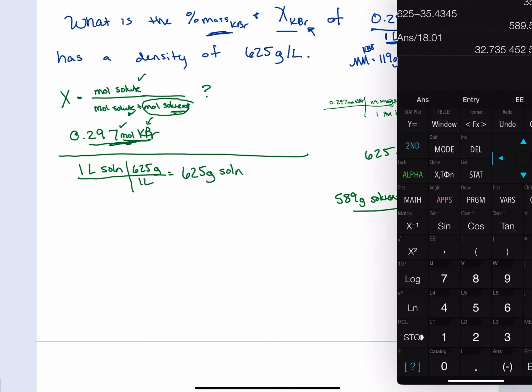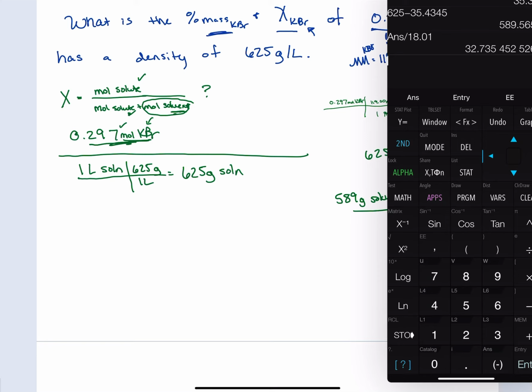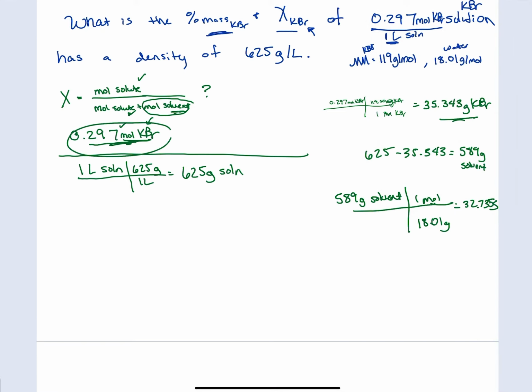Now, what I can say is that I have this many moles of solution, but that this is made up of 0.297 moles of KBr and 32.7355 moles of water. So now you can see all of my moles are all in there.